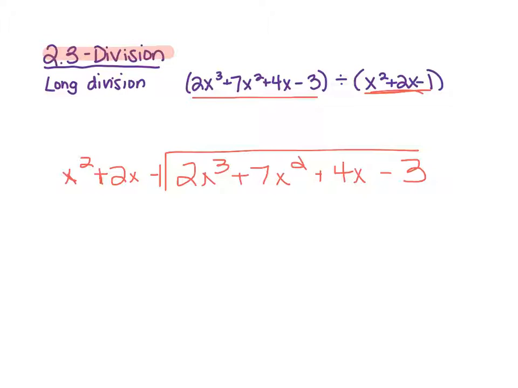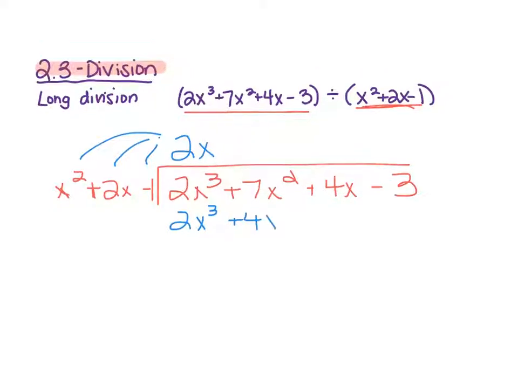So then I'm looking first to first. What do I have to multiply x squared by to get 2x to the third? And it would be 2x. Multiply that times all 3: 2x to the third plus 4x squared minus 2x, and then change your signs.